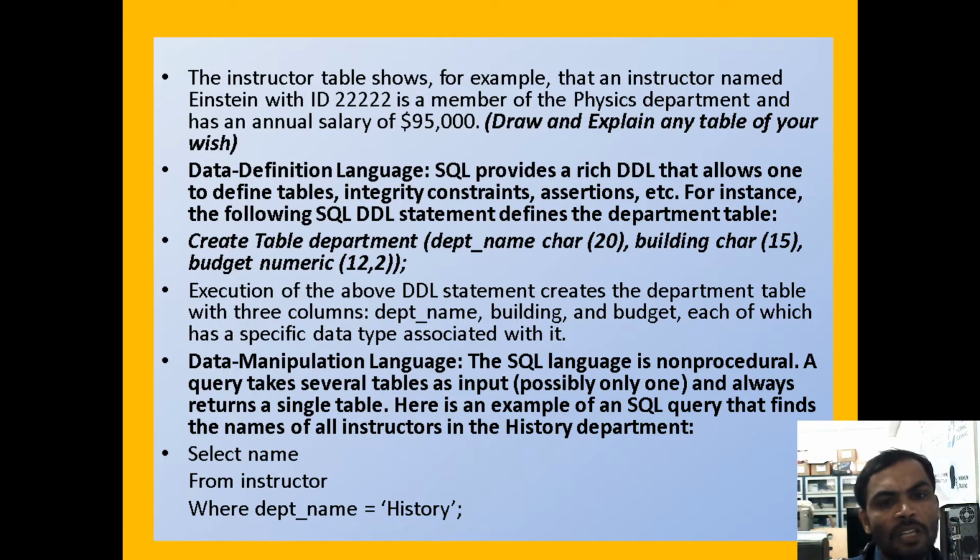Means among the columns also a relationship is existing. For a particular employee, like Einstein, the annual salary of 95,000 will be there. If you want to talk about the relational database, it means a relationship is existing among the columns.